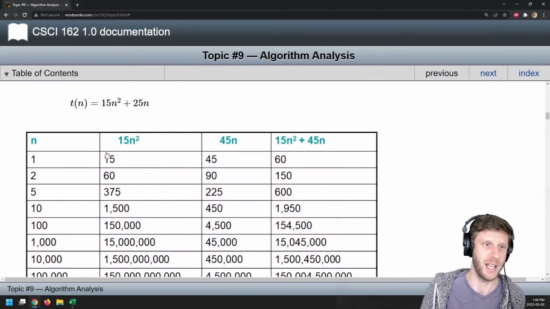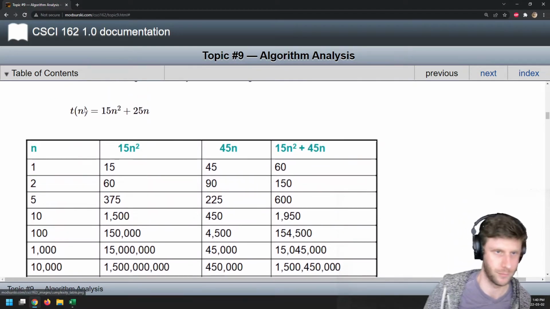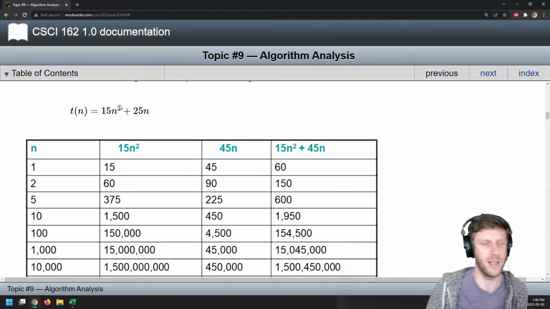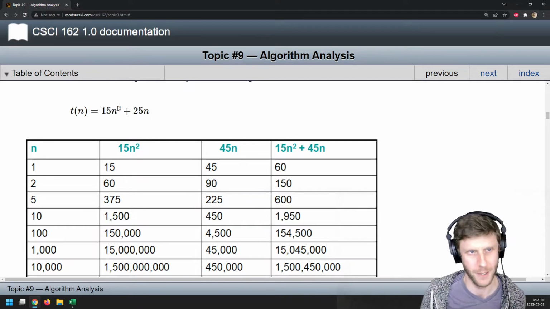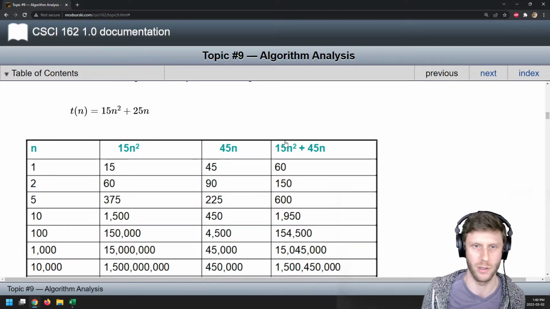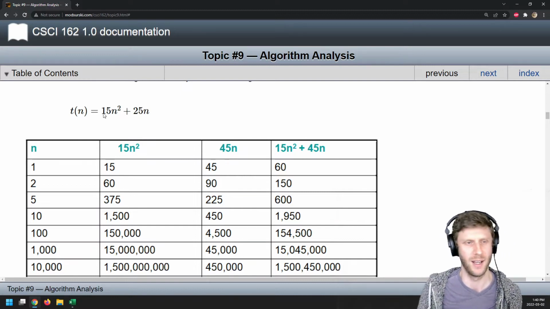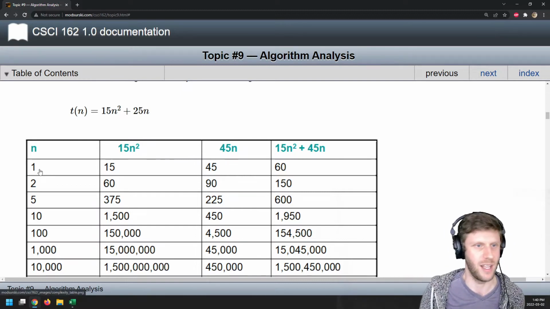So here's a table. And I've broken this cost function down into two parts. The one with the n squared and the one with just the n. And then the total combined. And I've got n here. If n's 1, well, this part is 15 times 1 squared. Well, that's just 15. The 45n, 25n.